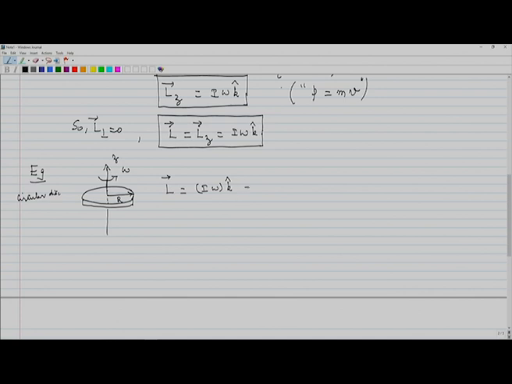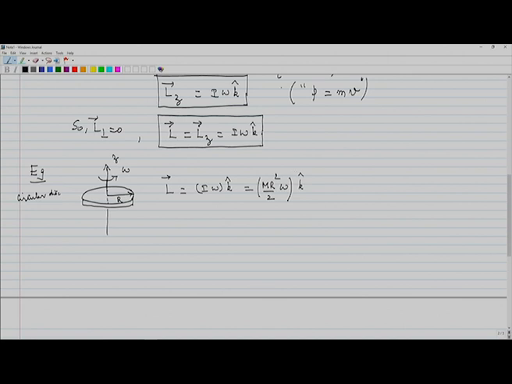Now, what is the moment of inertia of a circular disk? Yesterday we had seen m r squared by 2. And the angular velocity is omega, times the unit vector which is along the z direction.